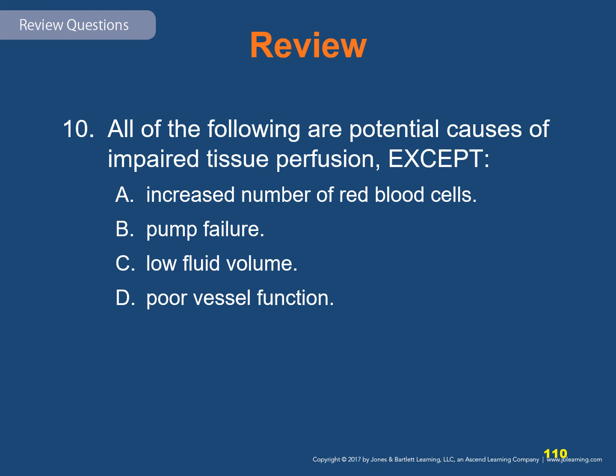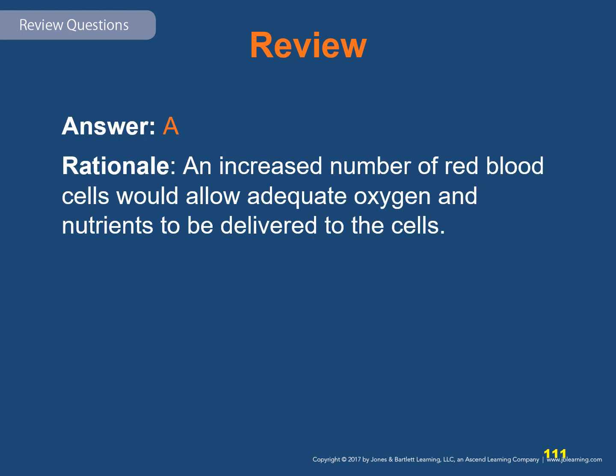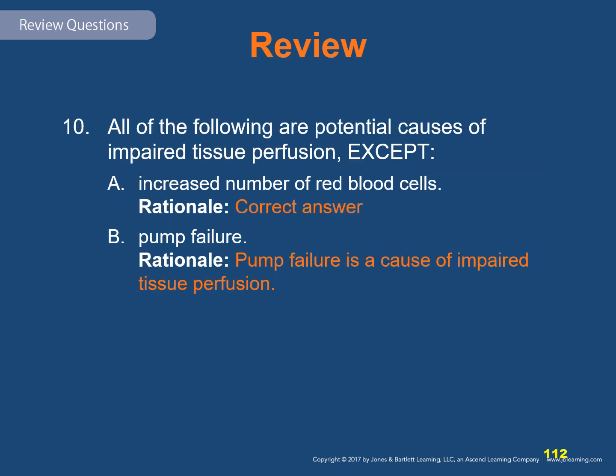Review question 10. All of the following are potential causes of impaired tissue perfusion except A. An increased number of red blood cells, B. Pump failure, C. Low fluid volume, D. Poor vessel function. The correct answer is A. An increased number of red blood cells would allow adequate oxygen and nutrients to be delivered to the cells. An increased number of red blood cells may actually help with tissue perfusion, but is not a potential cause of it.